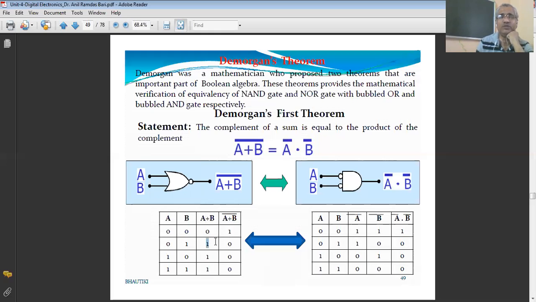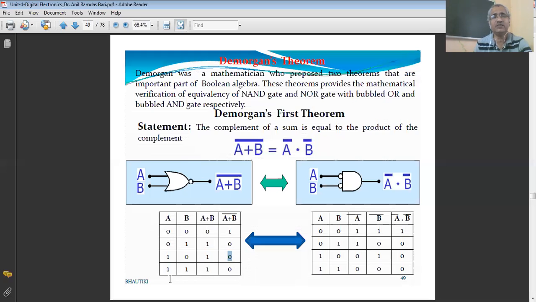So 0 plus 1 is 1, and (A plus B) complement, the complement of this 1, is 0. So the output will be 0. Now take A is equal to 1 and B is equal to 0. Again A plus B is equal to 1, and its complement will be 0. So A is 1, its complement is 0.